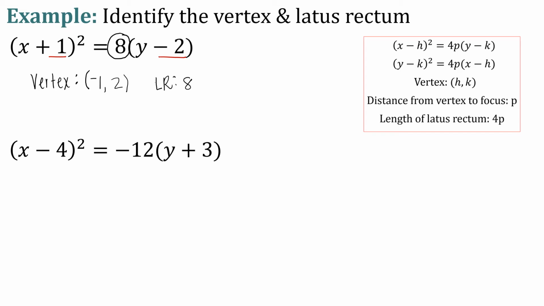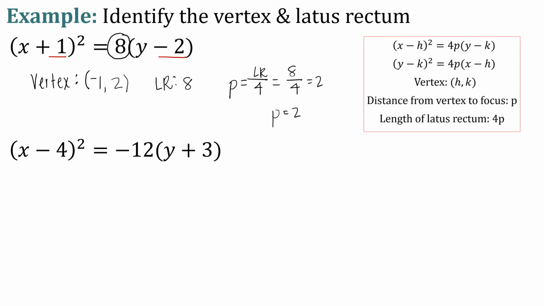The directions don't say it, but let's go ahead and identify our P, because that's going to help us in the future. So our P is our latus rectum divided by 4. So in this case, 8 divided by 4 is 2. So we know that our P is 2. We'll learn how to work with that in just a few more seconds.